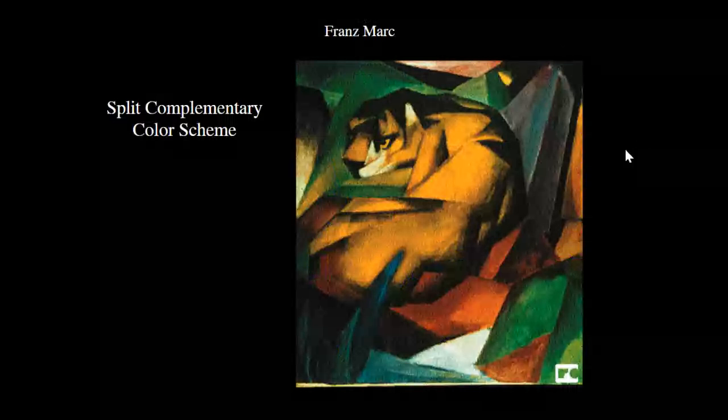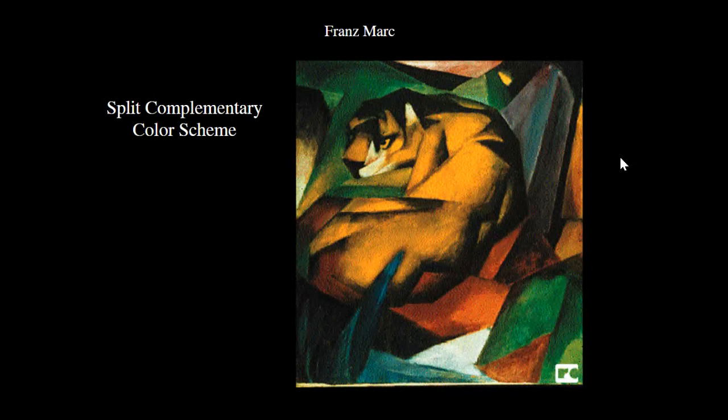So here's an example of a split complementary color scheme. It's kind of difficult to see on the board, but we have an orange and a yellowy orange and a green, some blue in the background.